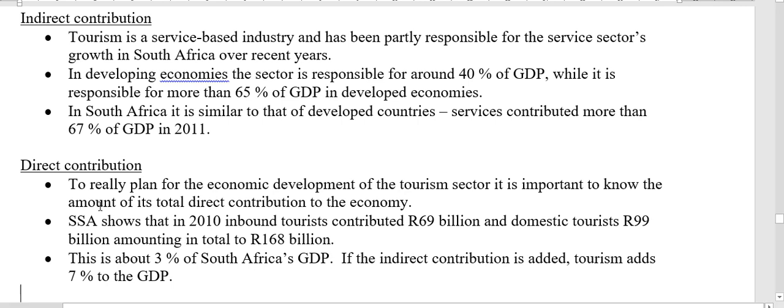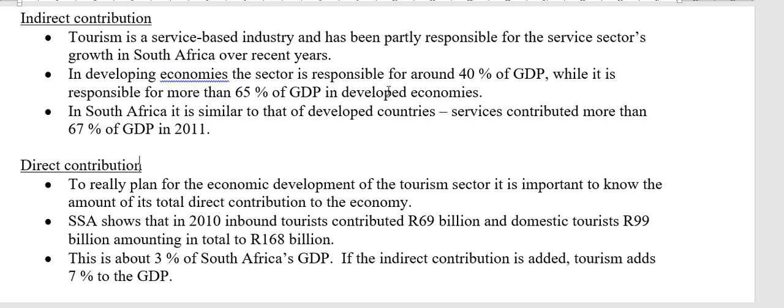In developing economies, if we make a comparison, the tertiary sector is responsible for around 40% of the GDP. And in developed countries, it is responsible for about 65% of the GDP. Now, in South Africa, although we are a developing country, we are not a developed country, if we looked at the contribution made by the service industry, we see that it's about 67%. That was back in 2011. This percentage isn't changing much. It's 60-something percent. It will be between 60 and 70% of our GDP that is coming from the tourist industry.